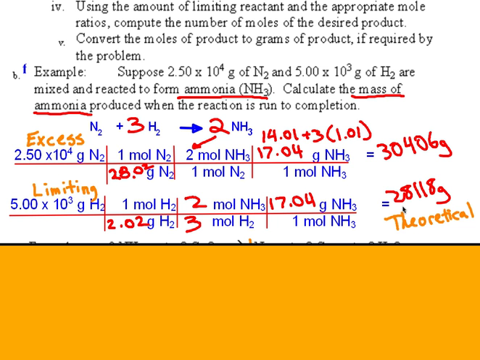This tells me that 28,118 grams of ammonia, that's the theoretical answer. That's the answer we would expect to get. The hydrogen limits the reaction, so we call that the limiting reactant, and the nitrogen is in excess.